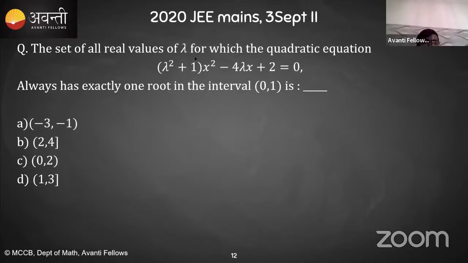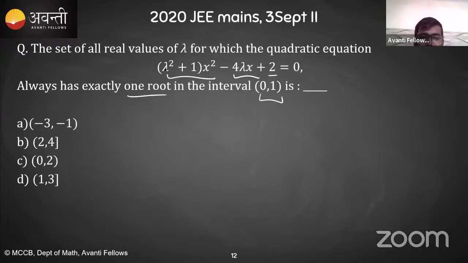Now the question over here is: the set of all real values of lambda for which the quadratic equation (lambda square plus 1) x square minus 4 lambda x plus 2 equals 0 always has exactly one root in the interval (0, 1).